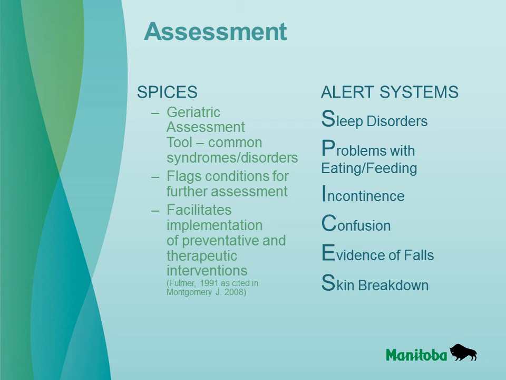SPICES is an acronym for the most common syndromes affecting older adults. S for sleep disorders, P for problems with eating and feeding, I incontinence, C confusion, E evidence of falls, and S skin breakdown. The use of SPICES can flag syndromes, those geriatric giants, for further assessment.